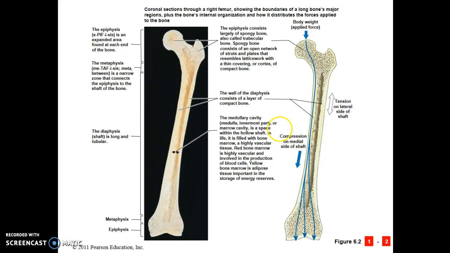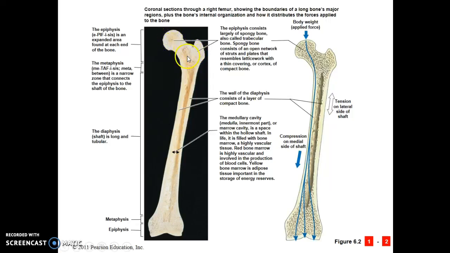So we have to know the anatomy of a long bone. This long bone consists of a shaft called the diaphysis. At the extended ends will be the epiphysis. This would be the proximal epiphysis. Down at the bottom is the distal epiphysis. This narrowing here is the metaphysis.